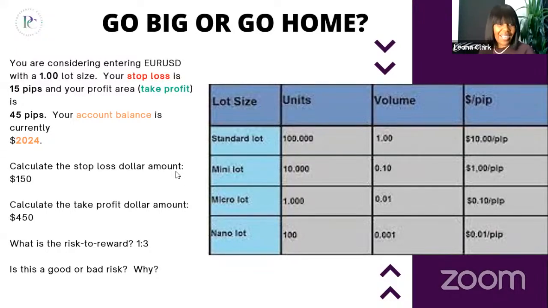Why? The risk to reward is 1 to 3, I got it. You may be cool with losing $150, but guess what? 1% of this account is $20. So as a beginner, you should not risk more than $20 on a trade. Y'all, you are risking almost 8% of your account balance on this one trade. That is almost double the amount of people who are making millions of dollars from trading in the foreign exchange market, and they say, hey, my ceiling is 5%.